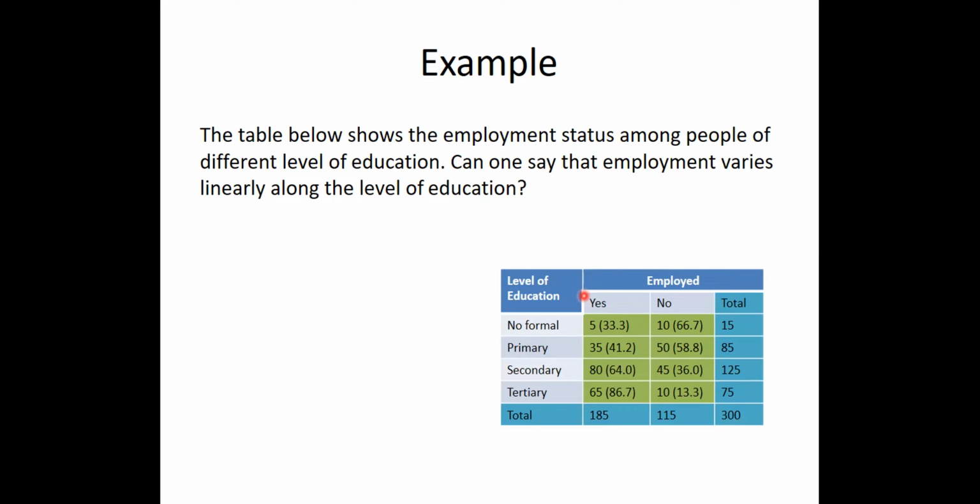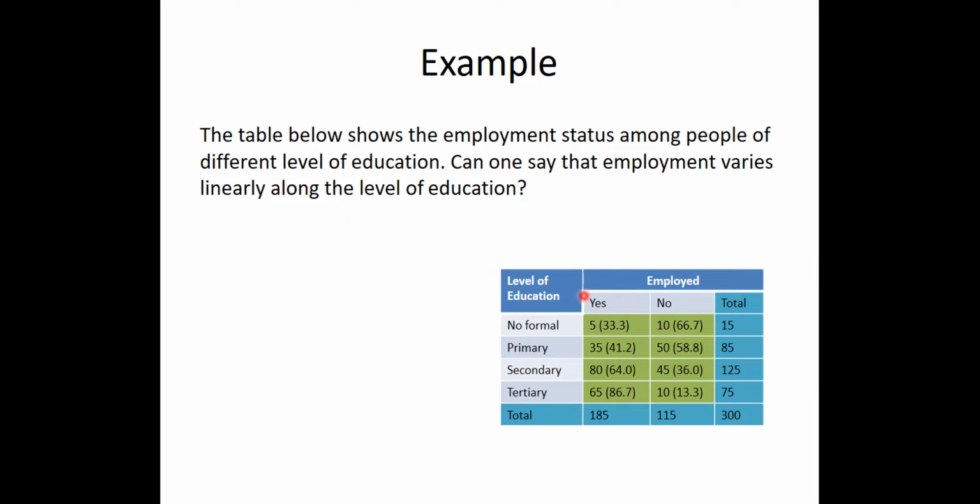In that situation, if you put the number employed over the total in each category, you know that the tertiary education are the most employed, followed by secondary, then primary, then no formal education. We want to see the trend, of course. Sometimes it's not always like that. As you can see, the percentage increases.